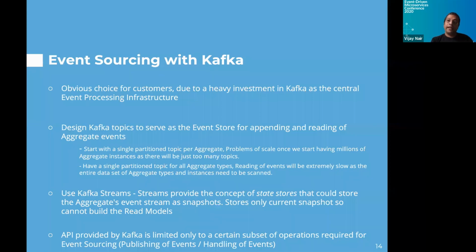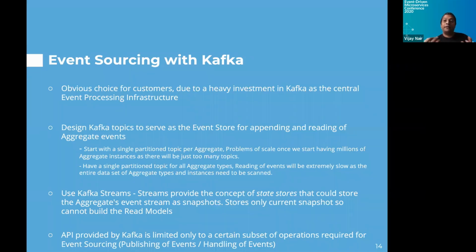Generally, then you start looking at, okay, can I use something else along with Kafka? Kafka has a very nice state storage mechanism using Kafka Streams, which provides the concept of state stores, for people familiar with the Kafka world. Then customers or enterprises decide, okay, let's start using state stores provided by Kafka Streams, and we could store the aggregate's event stream as snapshots. Fabulous solution, but unfortunately the only problem with Streams is that it stores only the current snapshots. So you can't start building the read models, because read models typically require all the events that have happened on a particular aggregate to enable the construction of those projections.